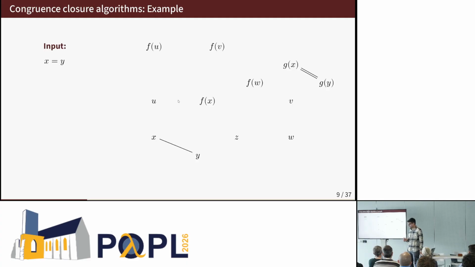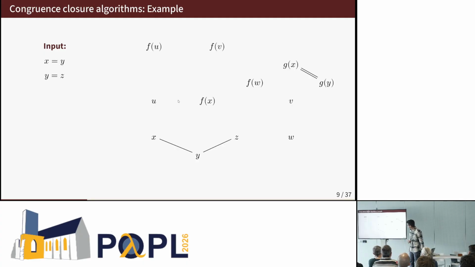So for instance, if we add the equality x equals y, we're going to add here an equality edge between x and y, which we're denoting with a simple line. But we're also going to add a congruence edge between g of x and g of y, which is this double line here. And here we're going to say that the justification of this congruence edge is the terms x and y. So we can continue.